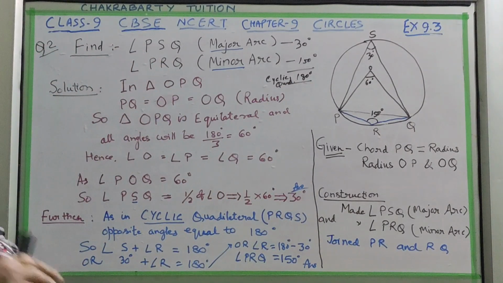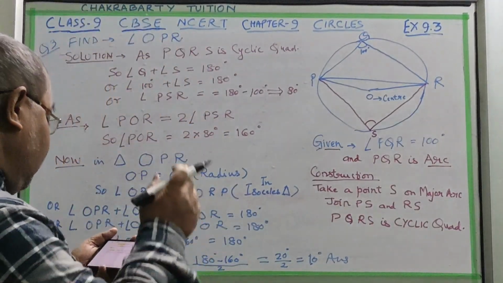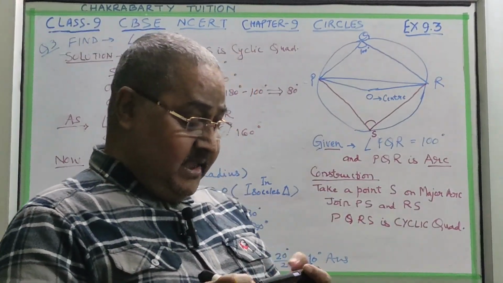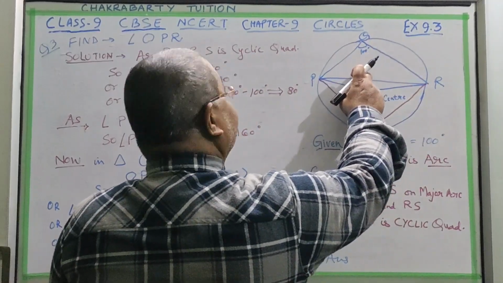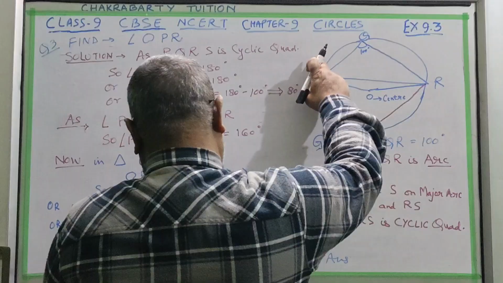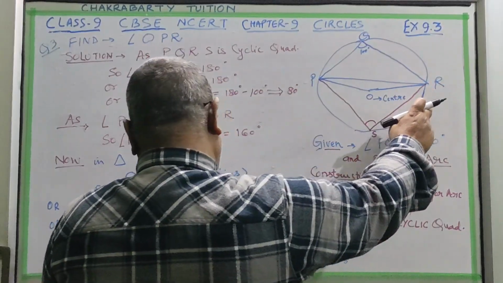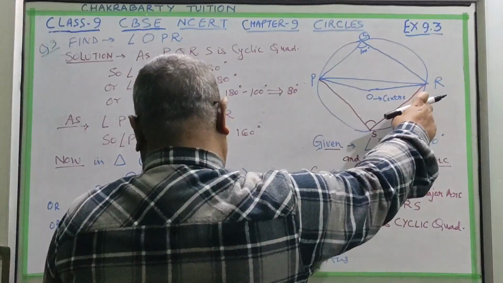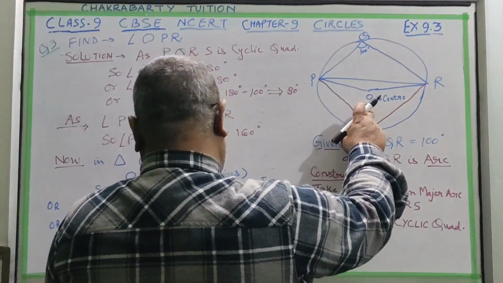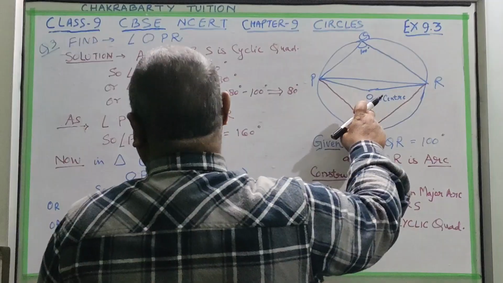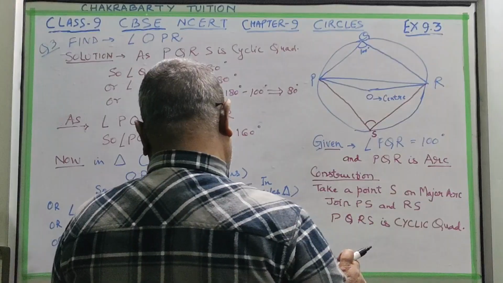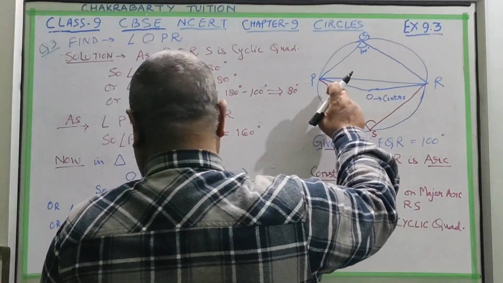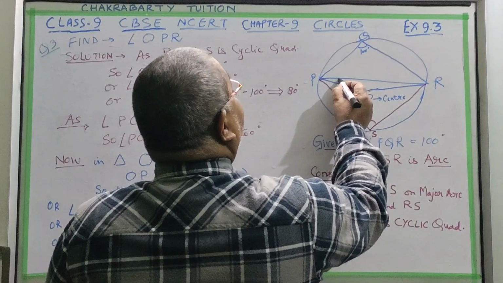Now we will go to question number 3. In question number 3, what it is saying is: in the figure, angle PQR is 100 degrees, where P, Q and R are points on a circle with center O. You have to find angle OPR. OPR, you have to find out this angle.